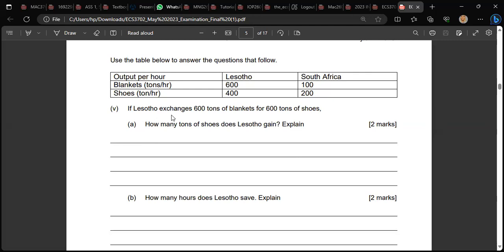How many shoes does South Africa gain? All right. Now this is where it gets interesting. So Lesotho has exchanged 600 blankets for 600 tons of shoes, right? So we need to take these shoes now.